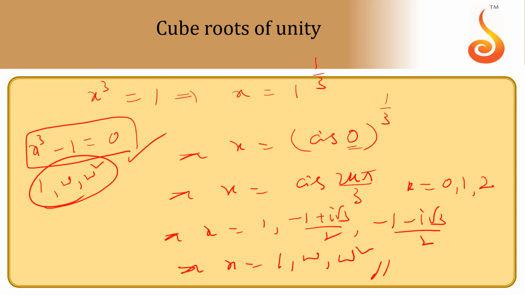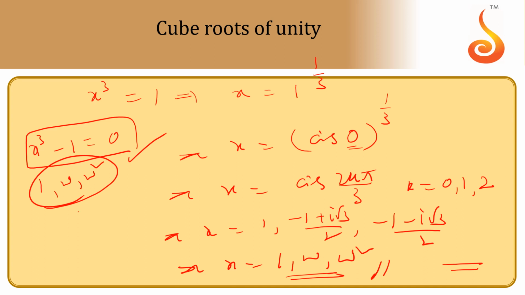The cube roots of unity are in GP with common ratio omega. If you keep them in the Argand plane or Argand diagram or Gaussian plane, they form an equilateral triangle, and they lie on the unit circle with center at origin, dividing the circumference of the circle into 3 equal parts. The amplitudes will be in arithmetic progression. See, a lot of properties will be there.